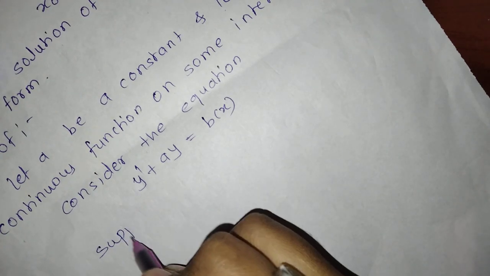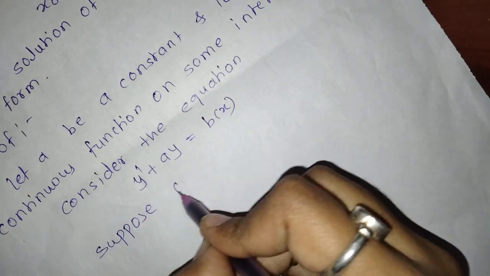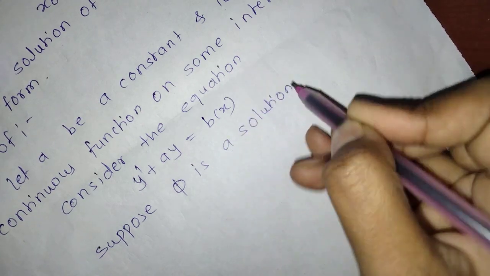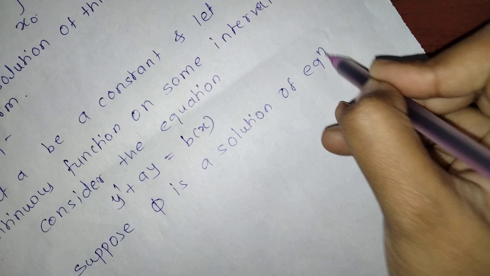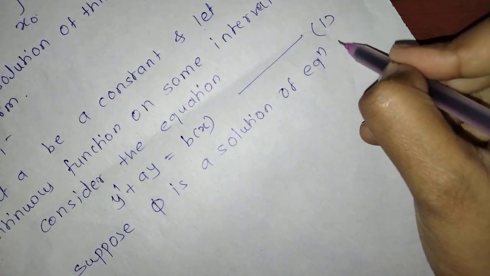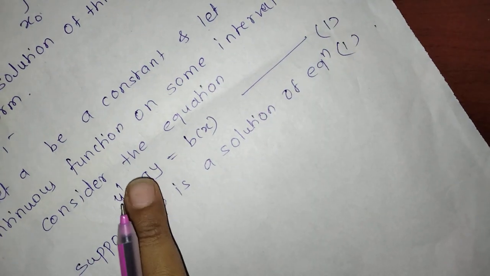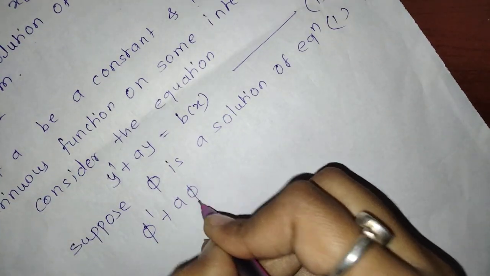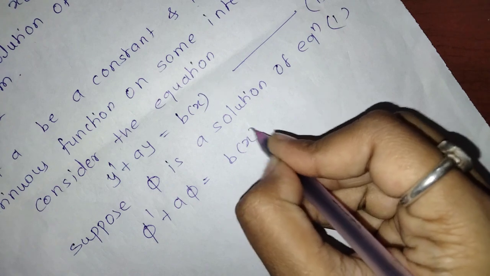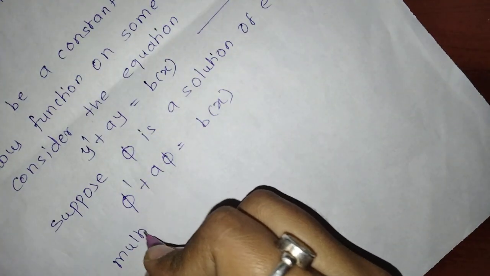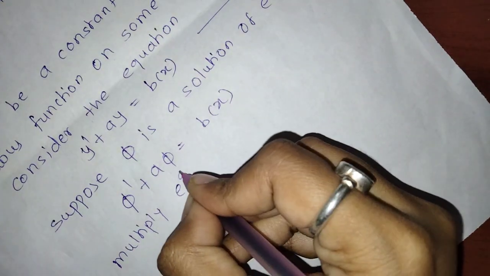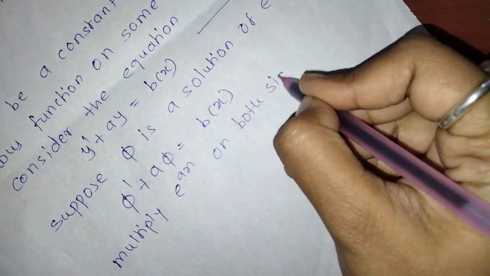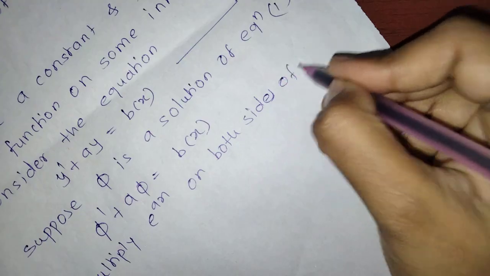Suppose phi is a solution of the equation. Give it as equation number 1. Therefore phi must satisfy this equation, so phi' + a phi = b(x). Now multiply e^(ax) on both sides of the above equation.